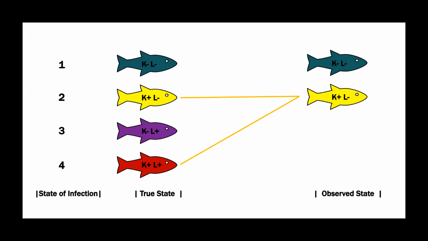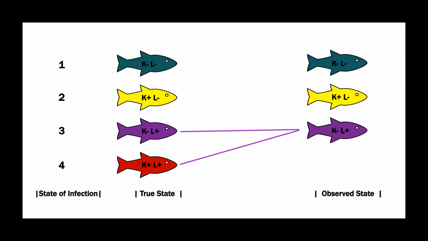This is similar for the other states as well, where we can observe the state of infection where kidney is positive and liver is negative, but the negative liver may be a false negative, and therefore the truth is actually state 4, where they're both positive. Same is true for state 3, where we can detect kidney negative and liver positive, but the kidney could be a false negative, and the true state of infection may be kidney positive and liver positive.